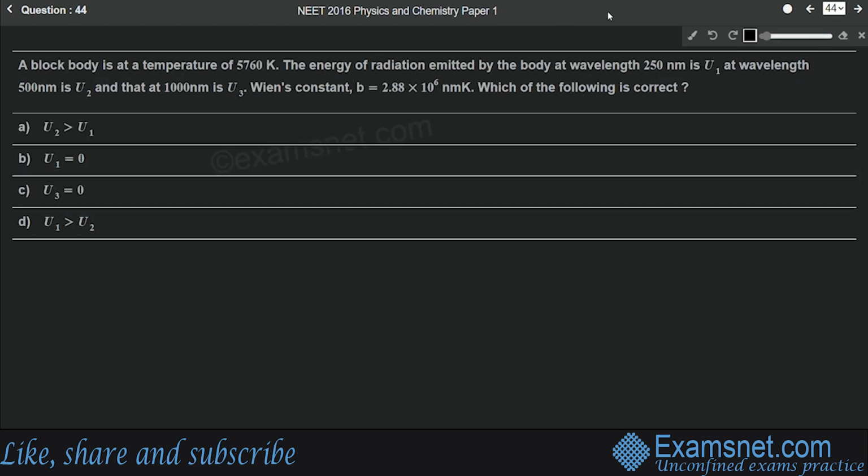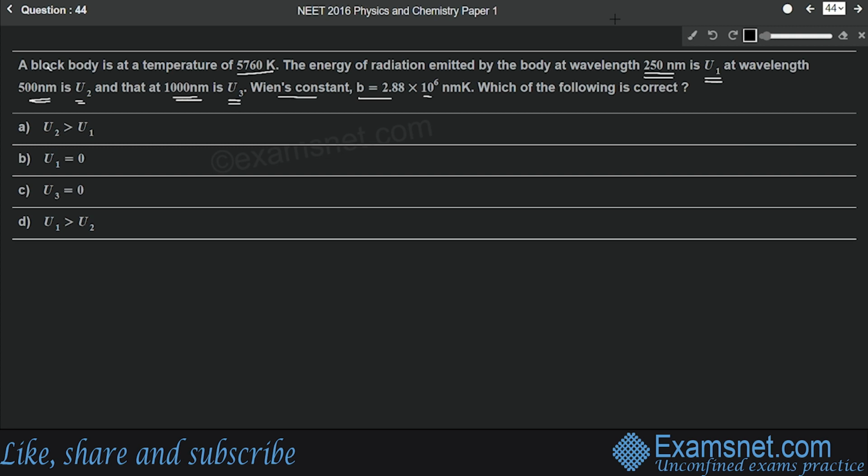Question number 44 is from the chapter Thermal Properties of Matter, and the question is: a black body is at a temperature of 5760 Kelvin. The energy of radiation emitted by the body at wavelength 250 nanometer is U1, at wavelength 500 nanometer is U2, and that at 1000 nanometer is U3. Wien's constant b is given as 2.88 into 10 to the power 6 nanometer Kelvin. So which of the following is correct? We have to find the most suitable option from here.